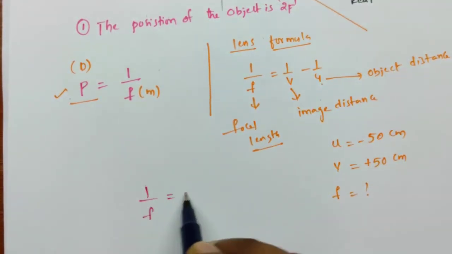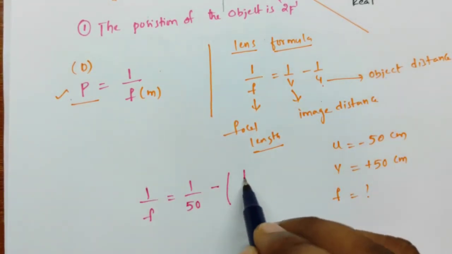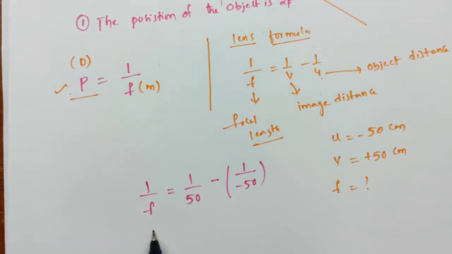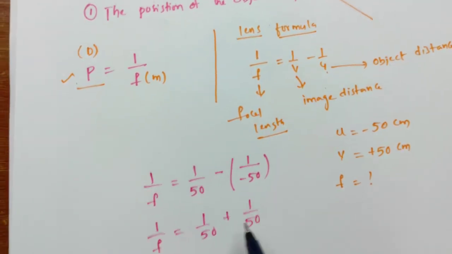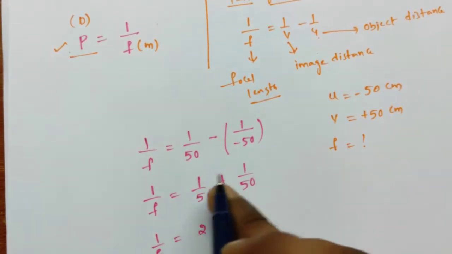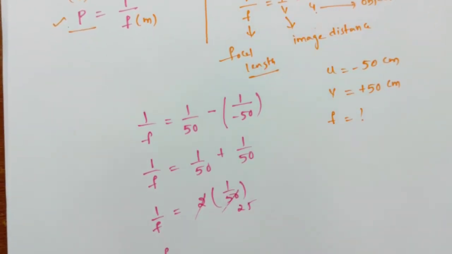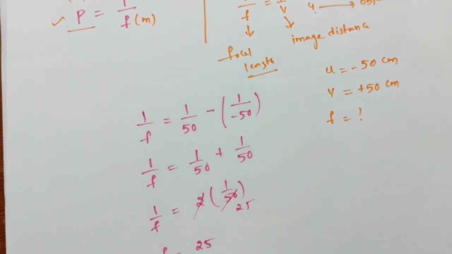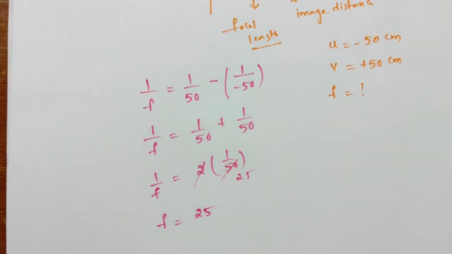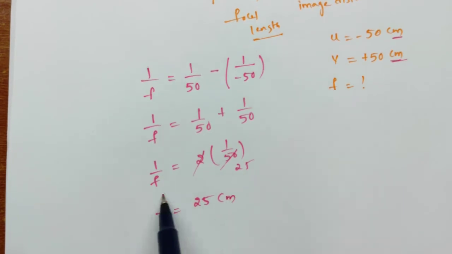Substitute these values in the above equation. So 1 by f is equal to 1 by v minus 1 by u, that means 1 by plus 50 minus 1 by minus 50. So 1 by f is equal to 1 by 50 plus 1 by 50, which is 2 times 1 by 50, like 1 apple, 2 apples. That means f is equal to 25. Is it 25 centimeters or meters? Here we took centimeters only, so this also comes in centimeters. Very good.